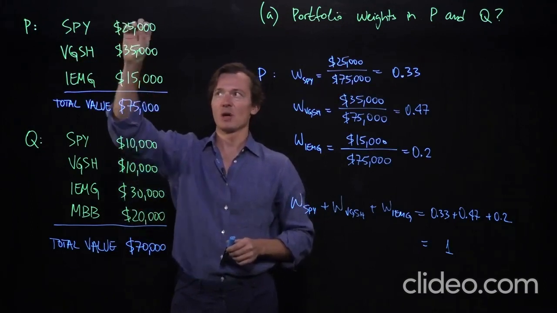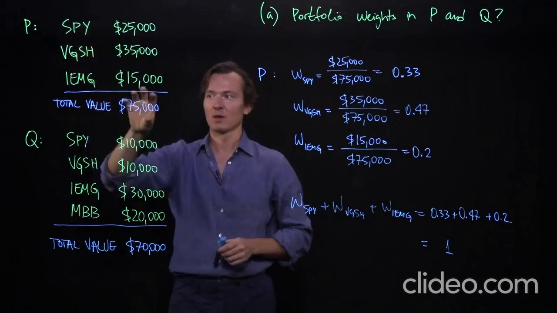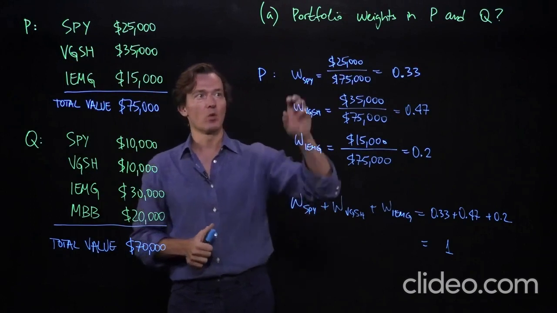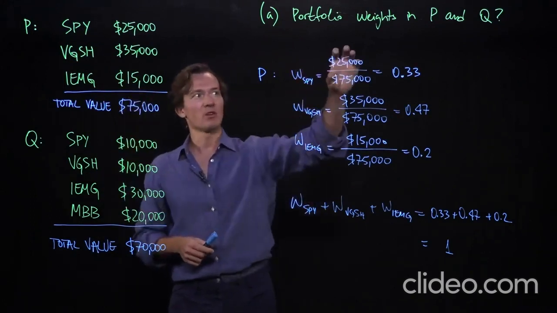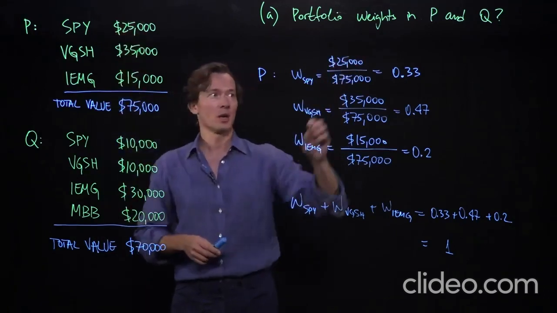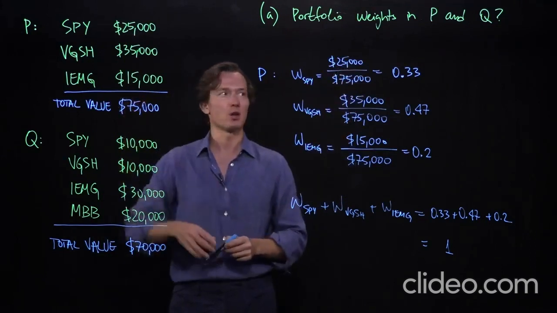So this is just adding up the total asset value of each individual ETF. This gives us $75,000. Then to compute the weight that SPY has in her portfolio, we take the value of SPY in her portfolio, $25,000, and divide it by the total value of the portfolio, which is $75,000.